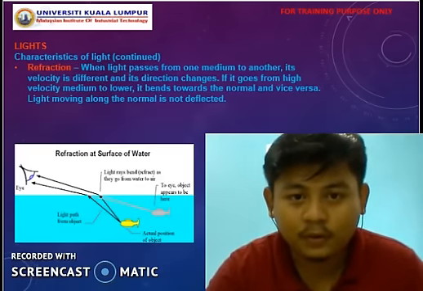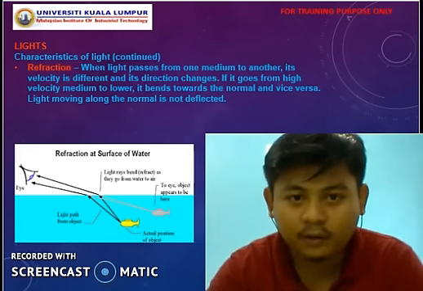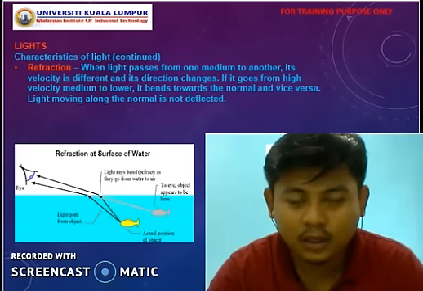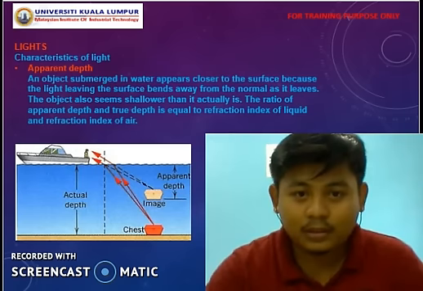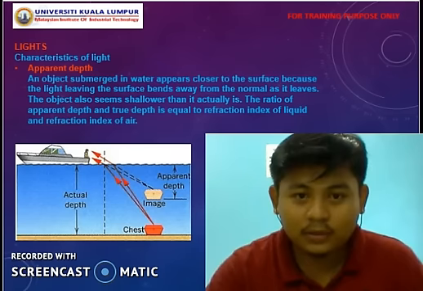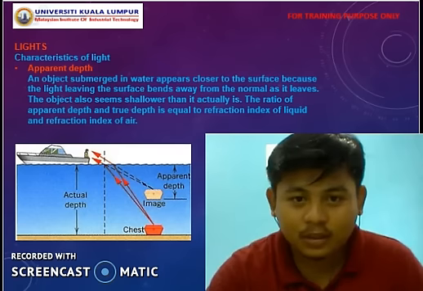Refraction: when light passes from one medium to another, its velocity is different and its direction changes. If it goes from a high velocity medium to a lower one, it bends toward the normal and vice versa. Light moving along the normal is not deflected. And the last one, apparent depth. An object submerged in water appears closer to the surface because the light leaving the surface bends away from the normal as it leaves. The object also seems to be lower than it actually is.